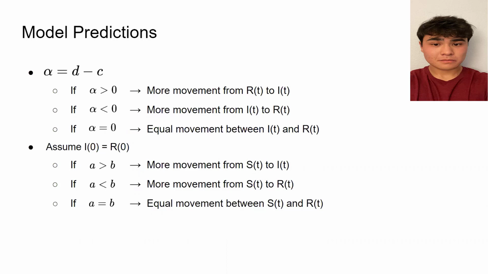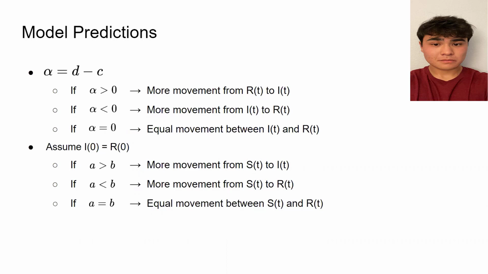The next prediction involves the coefficients A and B, which describe the flow from S to I and S to R respectively. We split this interaction into 3 cases, with the assumption that the initial populations of I and R are equal, shown as I of 0 is equal to R of 0. In case 1, A is greater than B, which means that there will be increased movement from S to I. In case 2, A is less than B, which means that there will be increased movement from S to R. And finally, in case 3, A and B are equal, which means that there are equal amounts of people going from S to I and S to R.